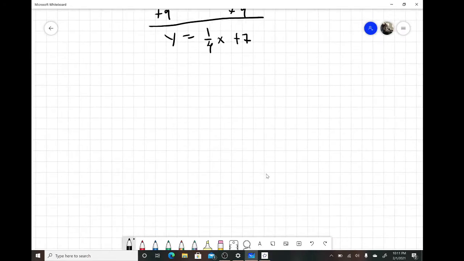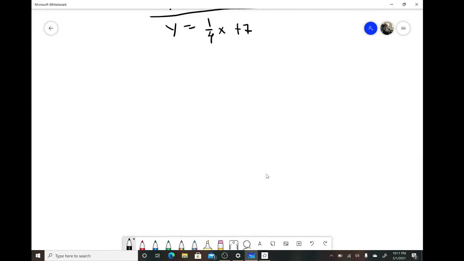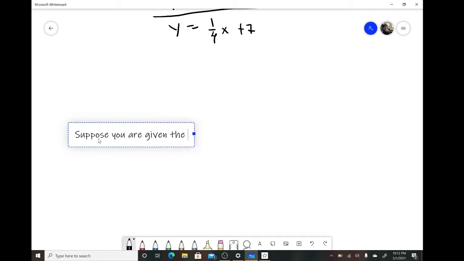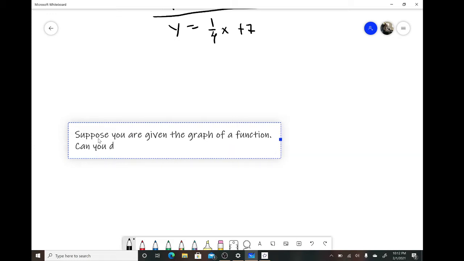All right. Moving on to our third problem. So let's say we're given a function, the graph of a function. So suppose you are given the graph of a function. Can you determine what the equation of the function is?